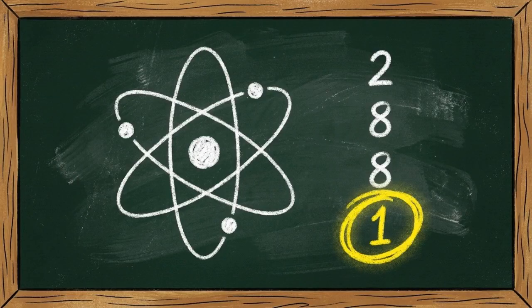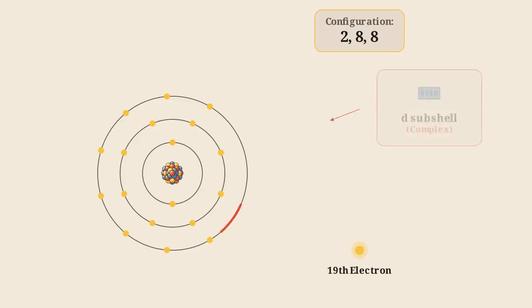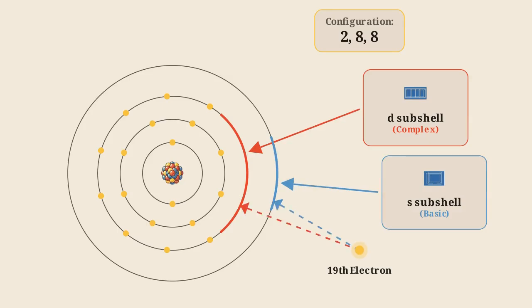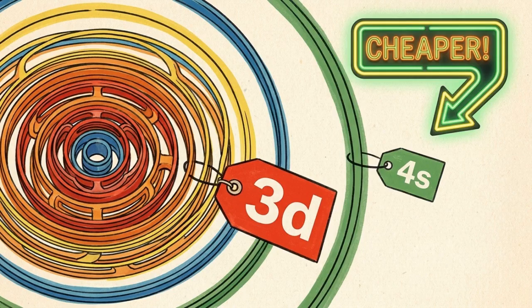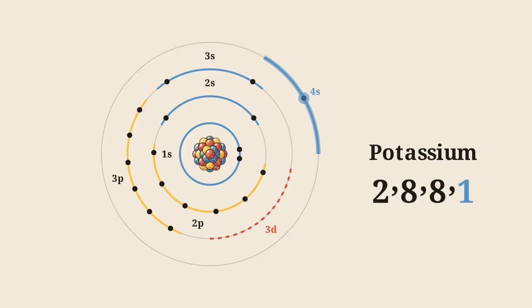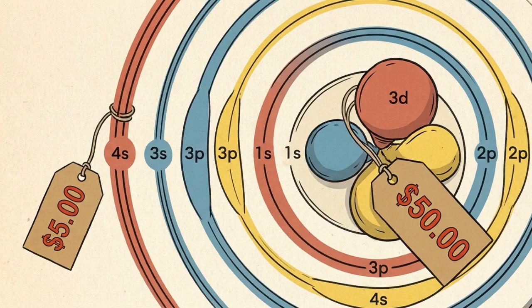Now apply that logic to potassium's 19th electron. After the first 18 electrons fill the configuration of 2, 8, and 8, that final electron faces a choice. It can go into the complex D subshell on the 3rd layer or the basic S subshell on the 4th layer. Even though the S subshell on the 4th layer is further from the nucleus, it costs less energy than the D subshell on the 3rd. The electron chooses the cheaper S subshell, which results in that final configuration of 2, 8, 8, 1. Our original inside-out rule just needed a bit more detail. Once we see internal energy prices, the exceptions in the science reveal themselves as logical choices.